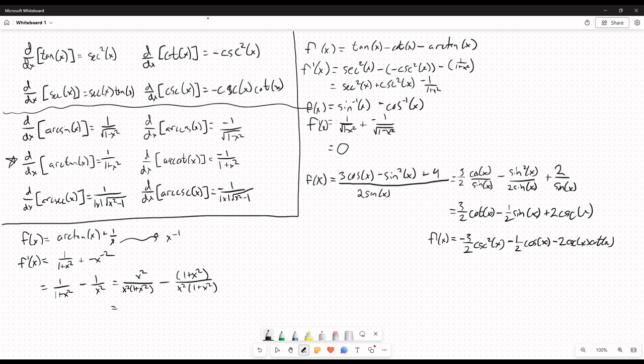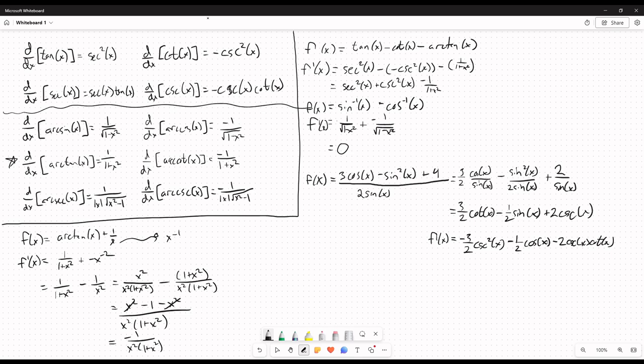We can go ahead and do a little bit of simplification. That's going to be x squared minus 1 minus x squared over x squared, 1 plus x squared. Those x squareds are going to cancel out, and we're actually just left with negative 1 over x squared, 1 plus x squared, which is kind of interesting. I wouldn't say that's a really straightforward derivative, but it's maybe a little surprising for something as weird as arctangent plus 1 over x, that it just looks like this.